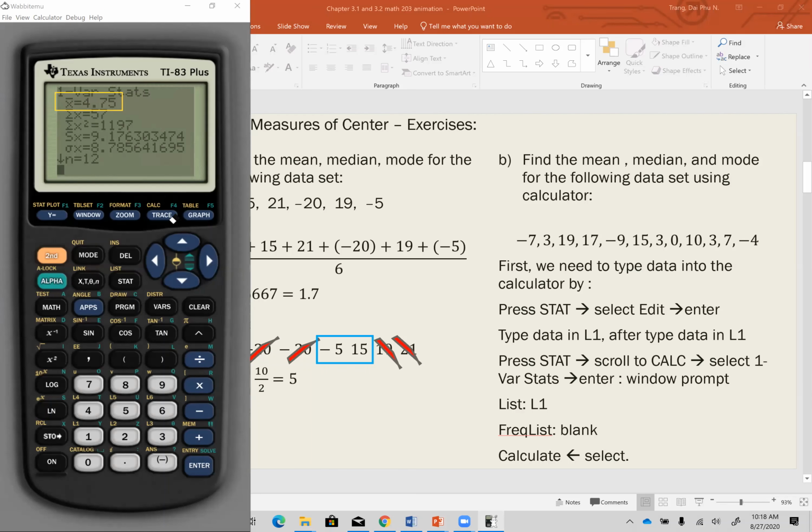And if you scroll down, to your M. Sorry, Professor. You mean 4.75? Yes, 4.75. Okay. Yes.